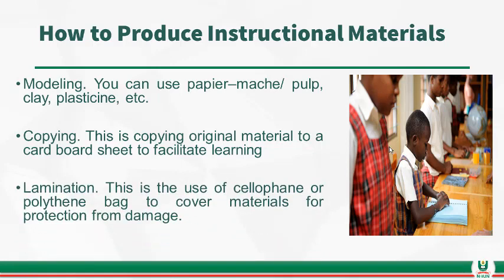Then we have lamination. This is the use of cellophane or polythene bag to cover material for protection from damage. There are so many ways in which we can keep our instruction materials. We can laminate them, we can keep them somewhere. But the best of this lamination also can go with two-dimensional objects.